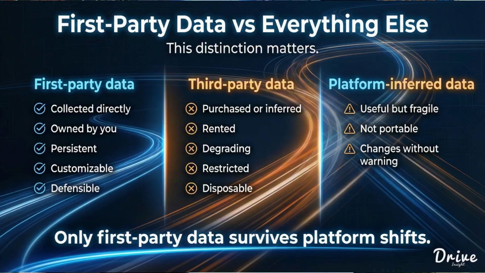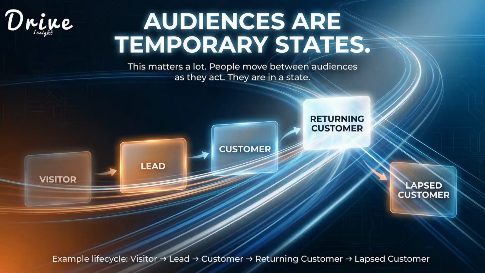So these audiences exist because of the direct relationship between your business and your customers. They don't come from data brokers, they don't come from rented data lists, and they don't disappear when a platform changes rules. This is the only data you actually own. Once first-party data is collected, and once audiences are formed from that data, the next question is how the systems keep track of it. This is where tracking comes in.